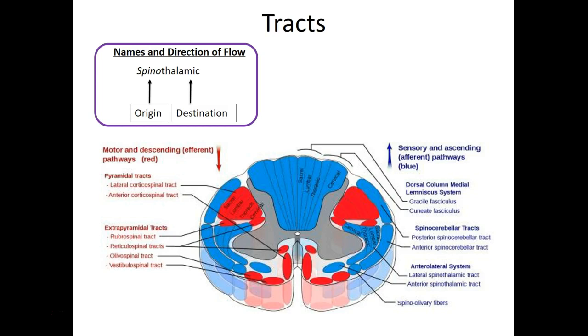So here, if we have spinothalamic, spino is referring to, what's that origin? In the spine, and the thalamus is actually in the brain. So which direction are we heading? Are we going towards the brain or away from the brain? Towards the brain in this case, which means, is this carrying sensory information or motor information? Sensory information. So this is taking information towards the brain, which means this is going to be an afferent pathway.